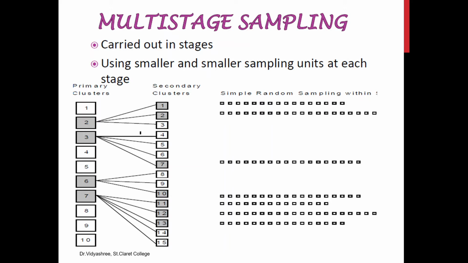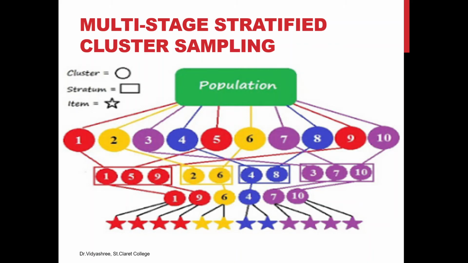So multi-stage sampling is nothing but the clusters being selected in different stages. One is primary clusters, among them you're going to pick a few people. Then secondary clusters, from that you're going to pick a few people. That's nothing but the multi-stage sampling. So multi-stage stratified cluster sampling is nothing but, from the population of 10 people, you have divided into different groups. From the different groups you have selected and formed primary clusters, and from the clusters you have randomly picked your samples.